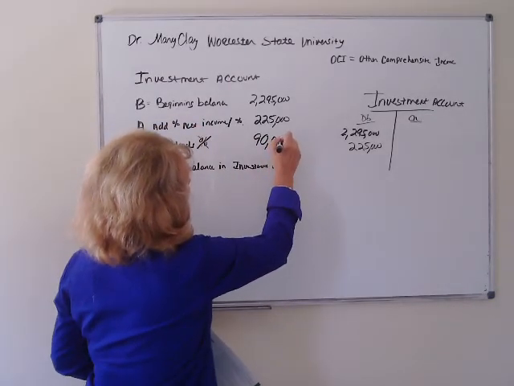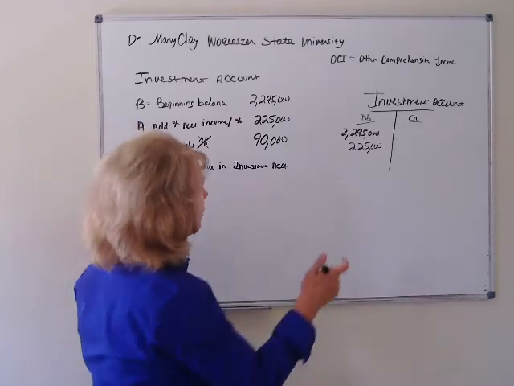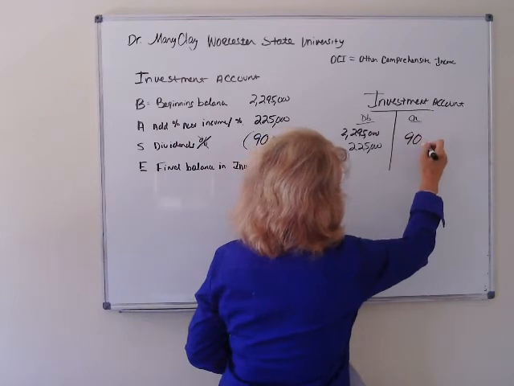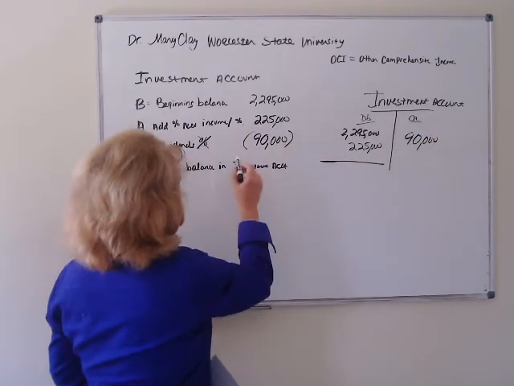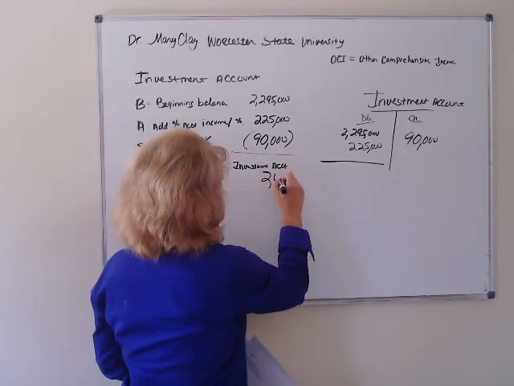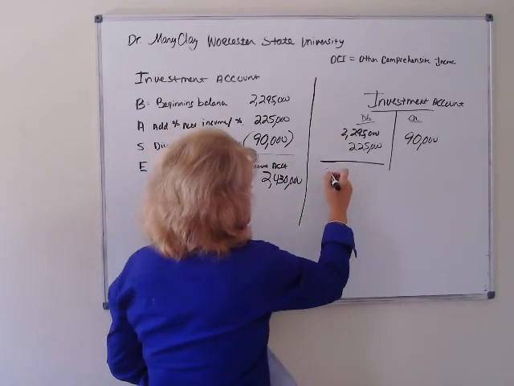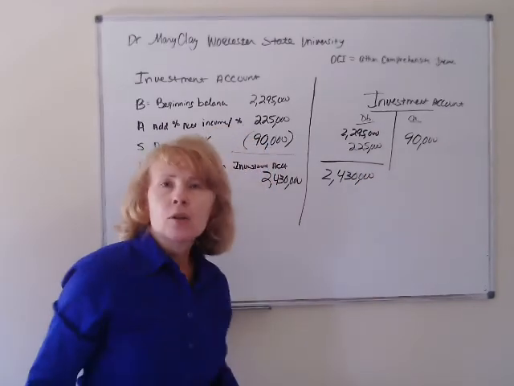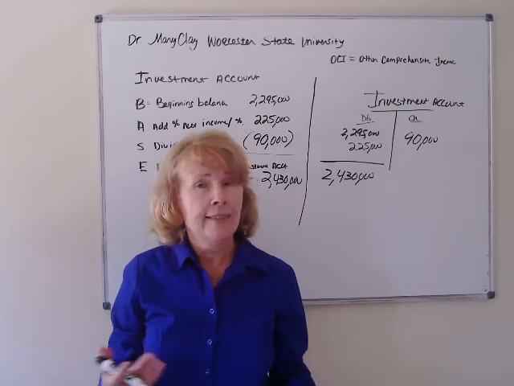90,000. Remember, dividends, you will always subtract. So let me show that in parentheses, show that as a credit. The investment account is an asset. And when you figure out all these balances, the final balance will be $2,430,000 if you do the base, and $2,430,000 if you do the T account. Okay, so this particular problem was just asking for the investment account, and that will be your answer.